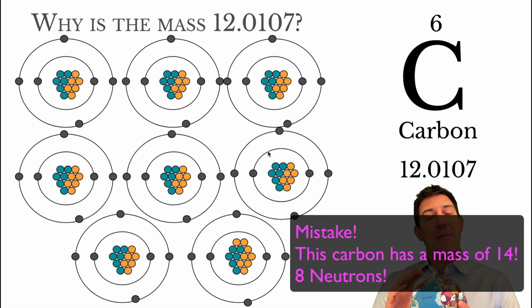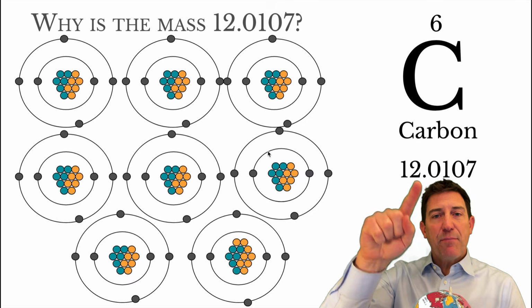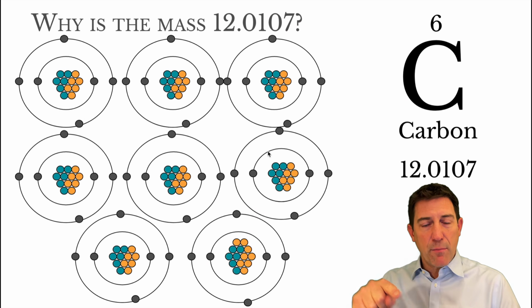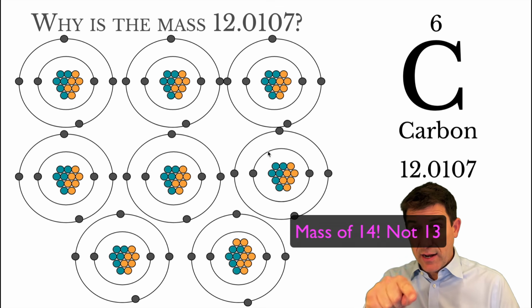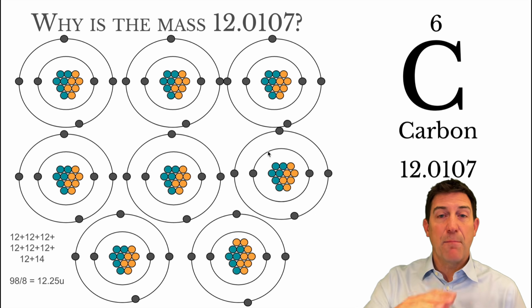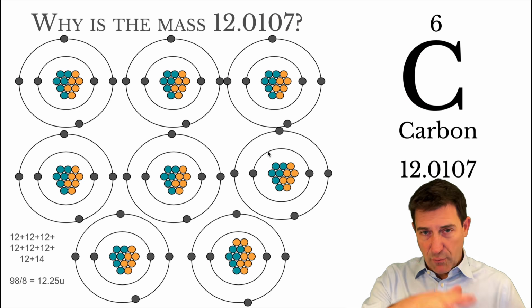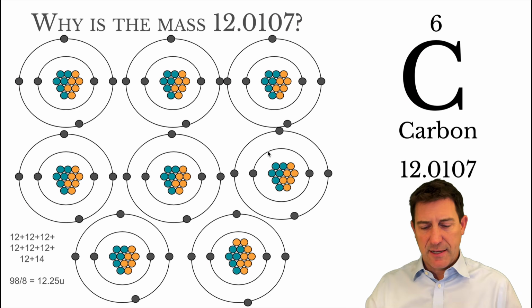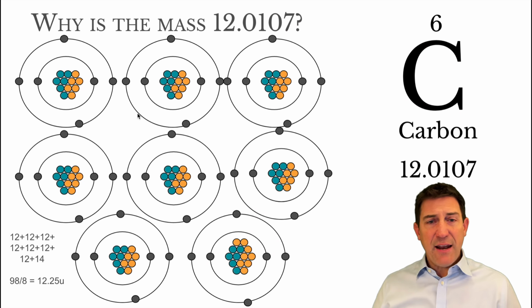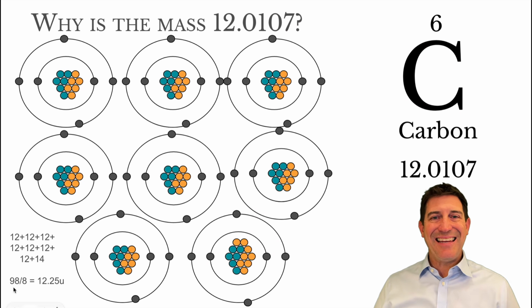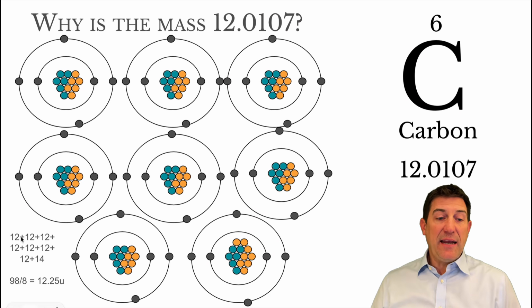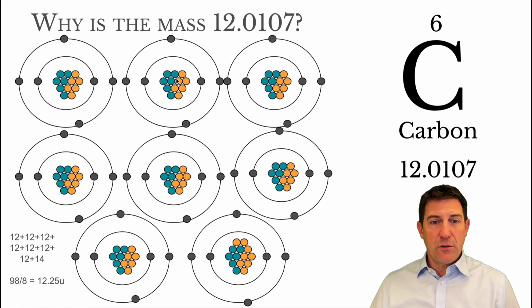Now think about this. Mathematically, if we add up the mass of every one of the carbons that we brought in, including the one that had a mass of 13, we're going to get some math like this. 12 plus 12 plus 12 plus 12 plus 12 plus 12 plus 14, if I said the correct number of those. And if I take those and add them all up, that's 98. All right? So 98 divided by 8, because we have 1, 2, 3, 4, 5, 6, 7, 8 that we found and brought in, we get 12.25.